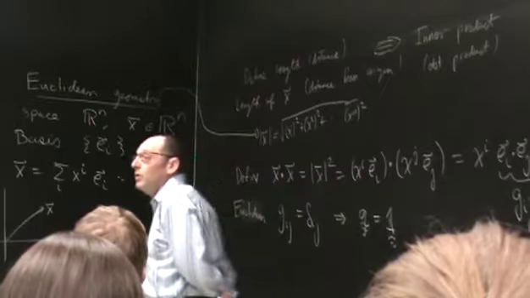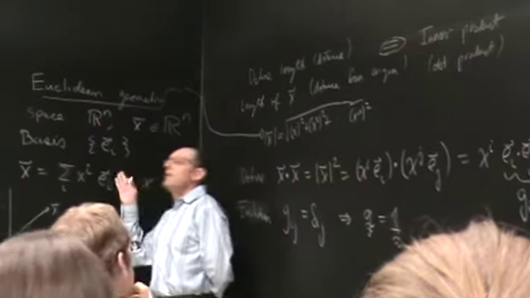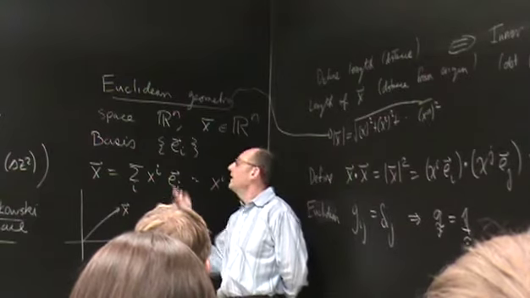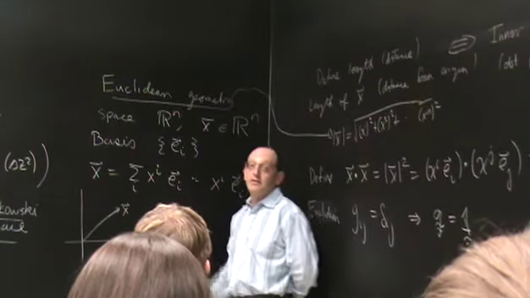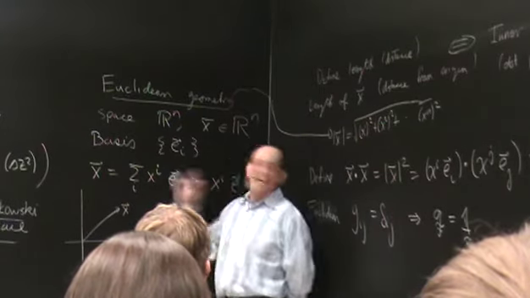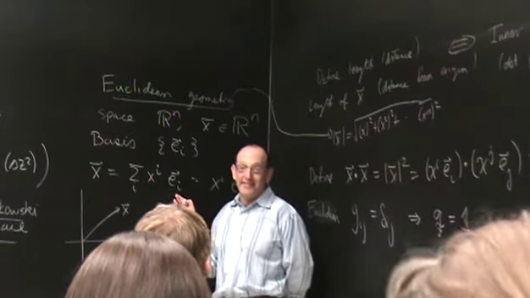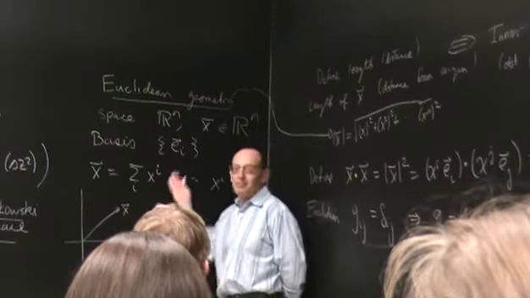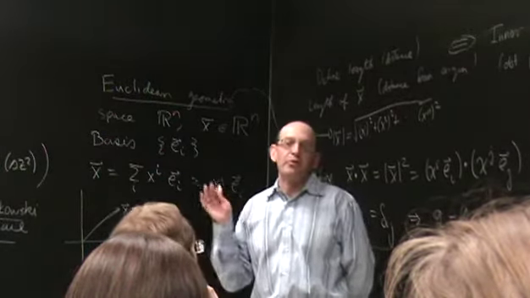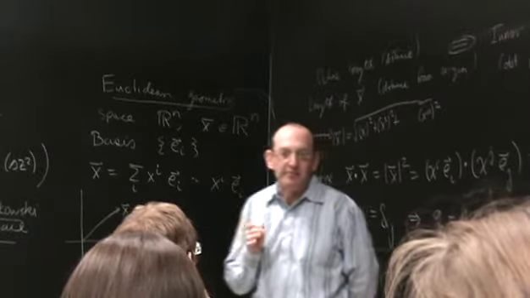But the rule here is that we're going to sum over repeated indices where one index is an upper index and one index is a lower index. The meaning of upper and lower is not at all apparent yet. Why the heck did I put this guy up and this guy down? There's no reason yet, except it's a rule, and it'll become clearer.